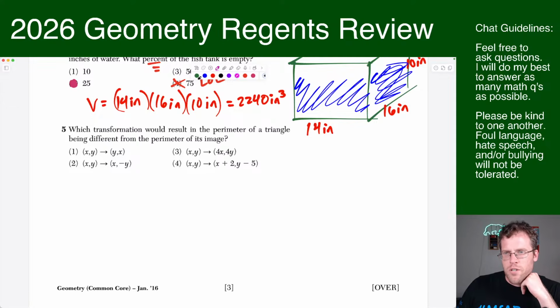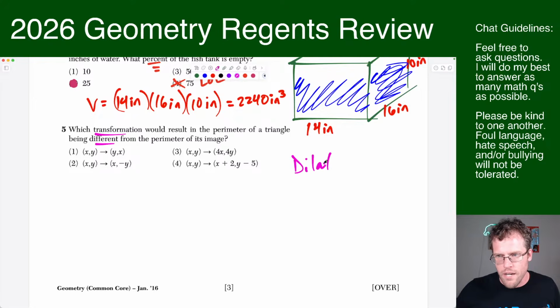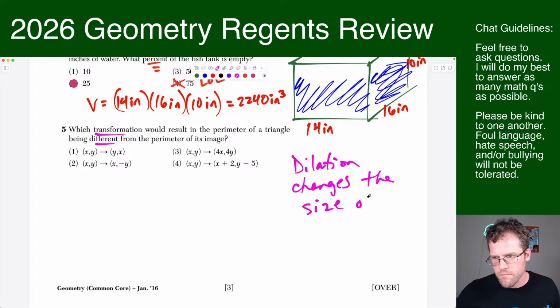All right, here we go. Which transformation would result in the perimeter of a triangle being different? All right, so a transformation that makes the shape a different size, dilation all the way. Dilation changes the size of the shape, but it keeps the angles the same.